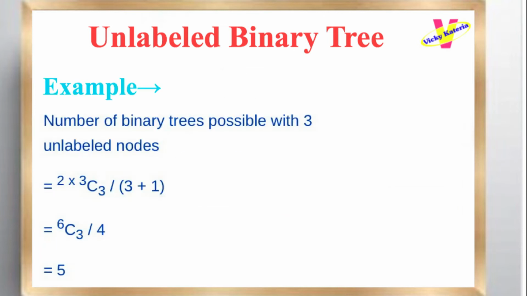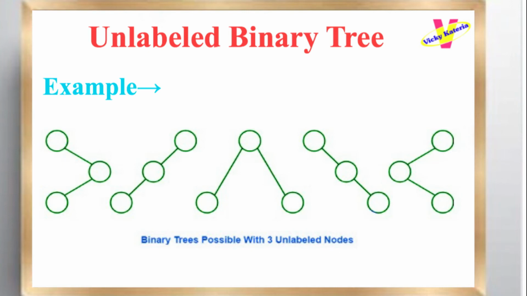Example: consider we want to draw all the binary trees possible with 3 unlabeled nodes. Using the above formula, the number of binary trees possible with 3 unlabeled nodes equals 6 combination 3 divided by 3 plus 1, which equals 6 combination 3 divided by 4, which equals 5. Thus, with 3 unlabeled nodes, 5 unlabeled binary trees are possible. These unlabeled binary trees are as follows.